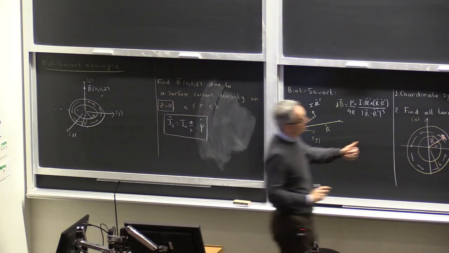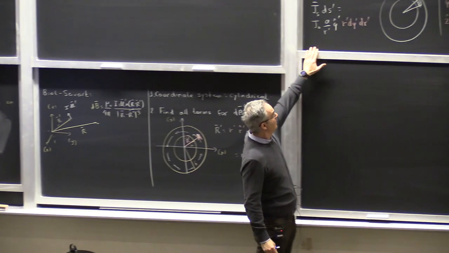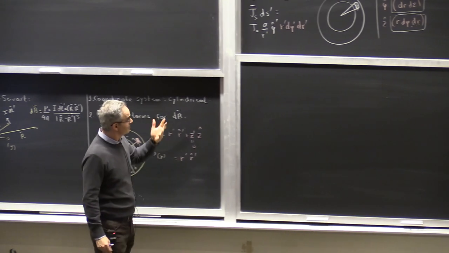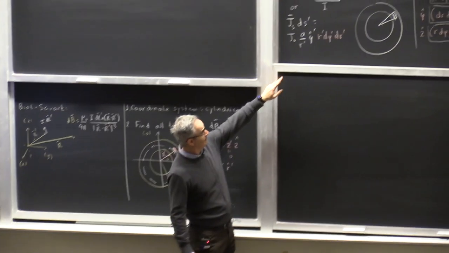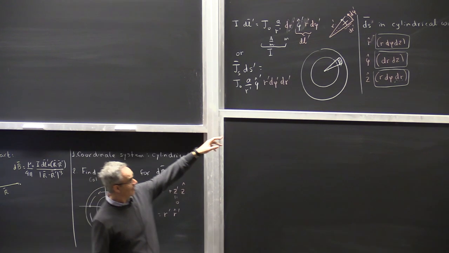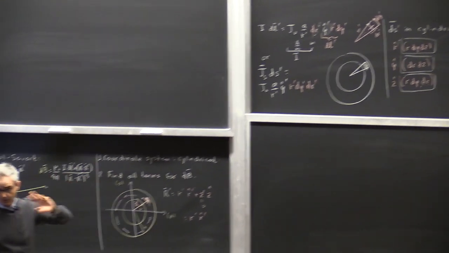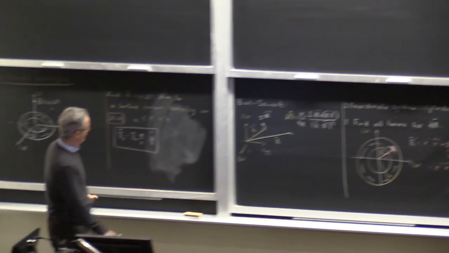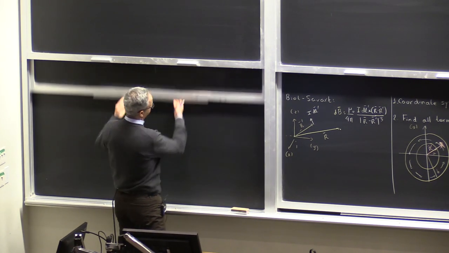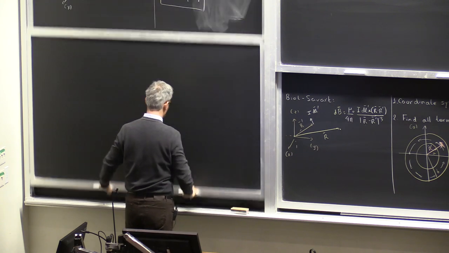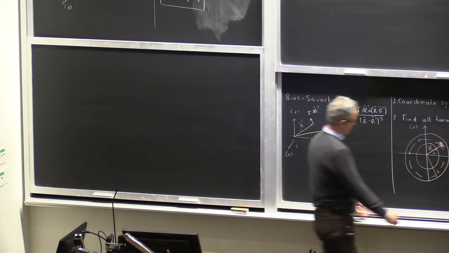So again, maybe this second way of obtaining IdL is a bit faster, in the sense that you put in the current density and then you look for a dS, the area, not the vector, since the vector is already in from the current distribution. Okay.